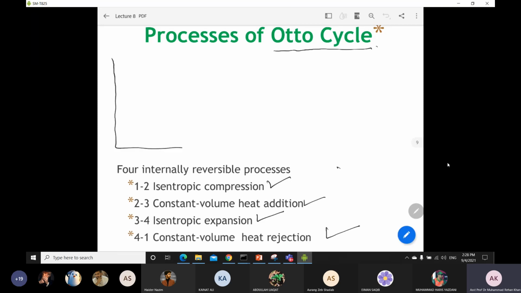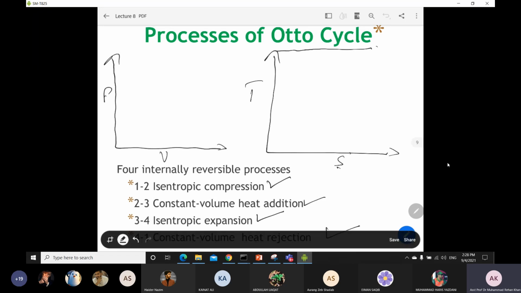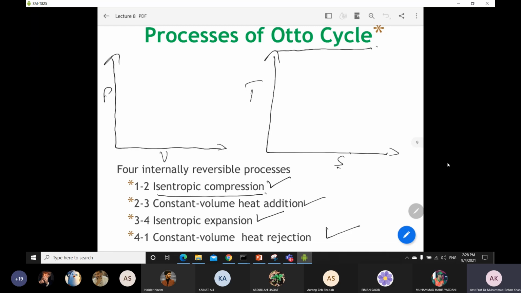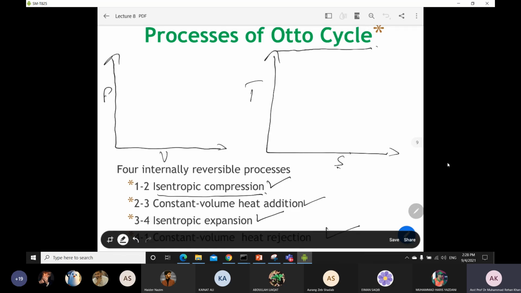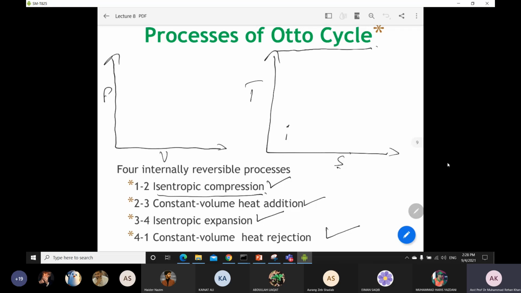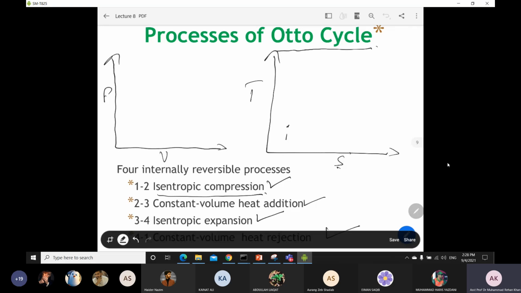We will start with the PV diagram. This is your pressure, this is your volume, and here there will be a TS diagram. Starting from your first state, which is isentropic compression, it is an isentropic process, which means your entropy is constant. On the TS diagram, for example, this is point number 1. Entropy is constant, and since it is a compression process, the temperature of your working fluid increases over there.